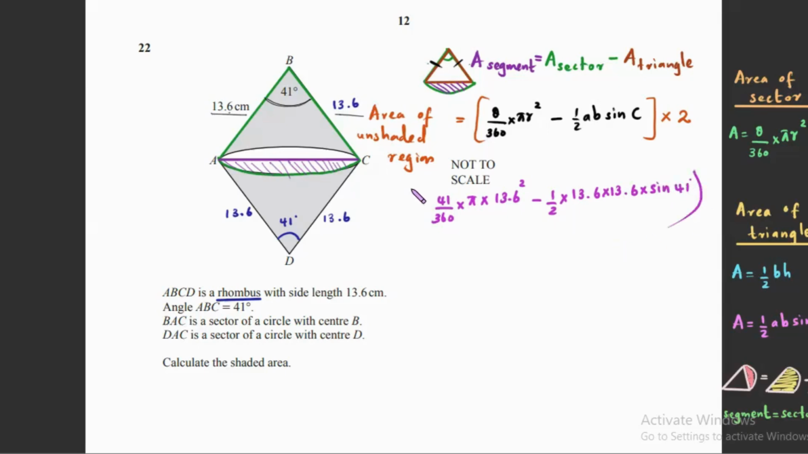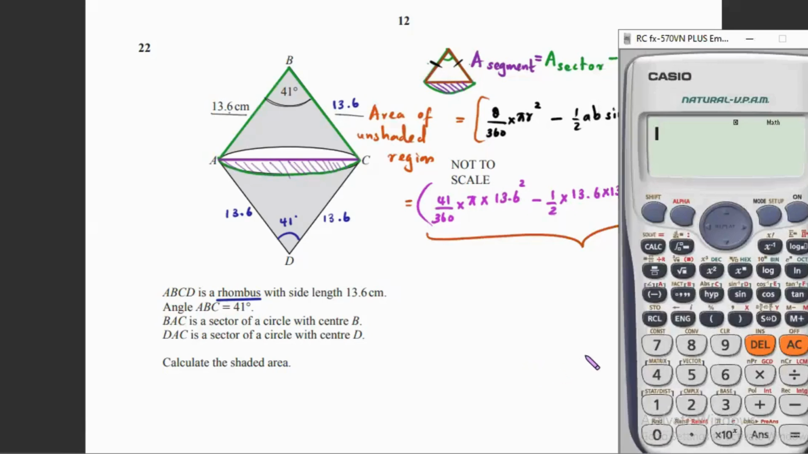And then this answer that I get, I need to times it by 2 because I'm trying to find the area of both these segments. So when I do that, that will give us the area of the unshaded region. I'm going to directly put this in the calculator and see what we end up getting.